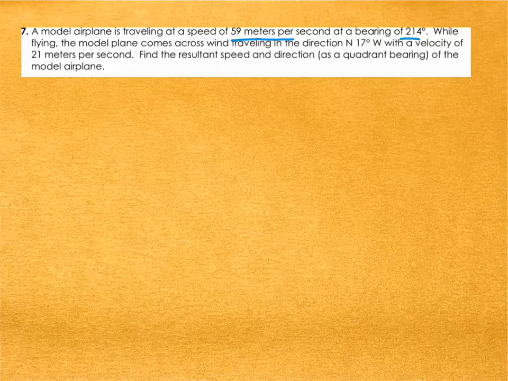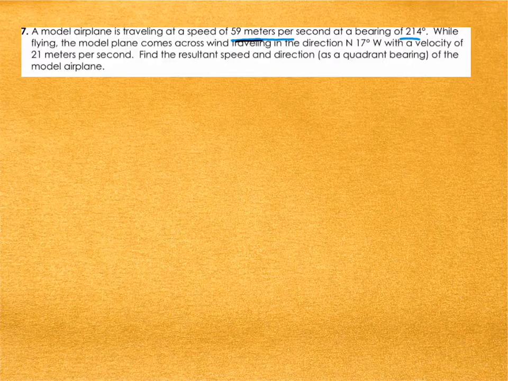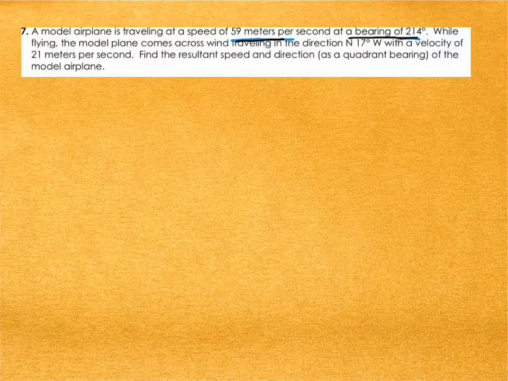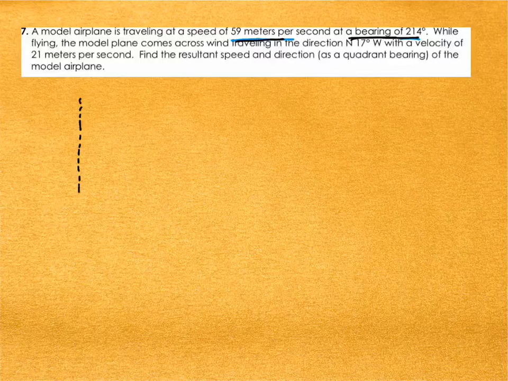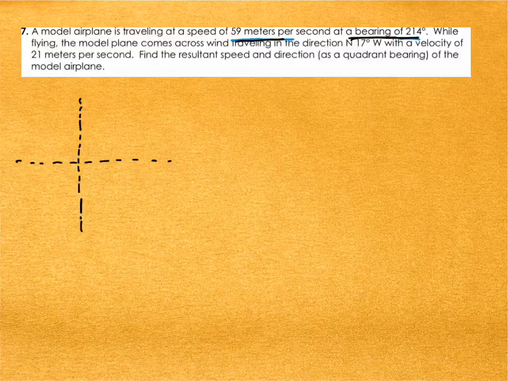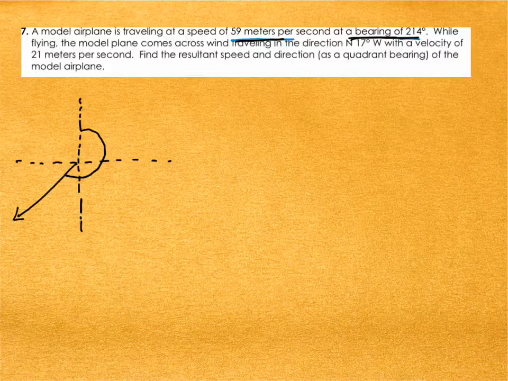Okay, so we have a model airplane traveling at a speed of 59 meters per second at a bearing of 214 degrees. So that's going to be a true bearing. So let's sketch that out. Here we have our coordinate plane and 214 degrees. Okay, that's 180. Coming around here would be right here. So it's 59 meters.